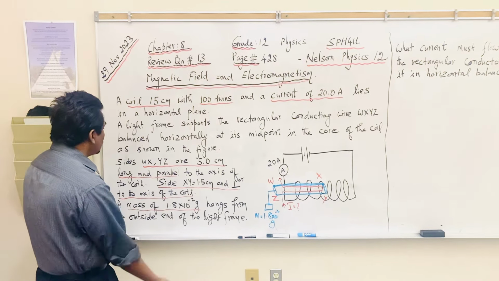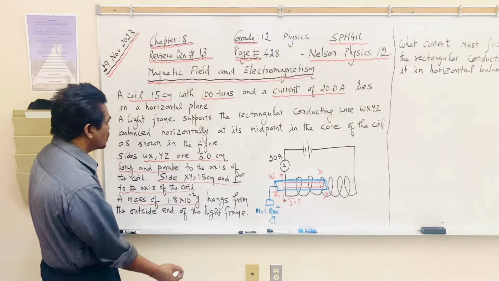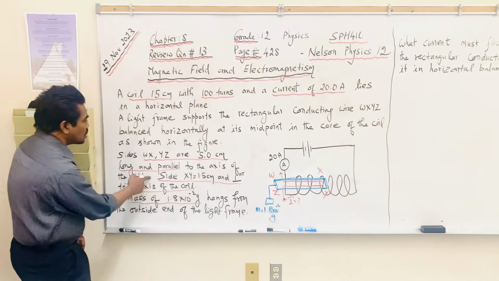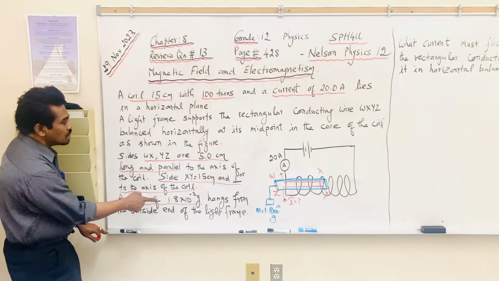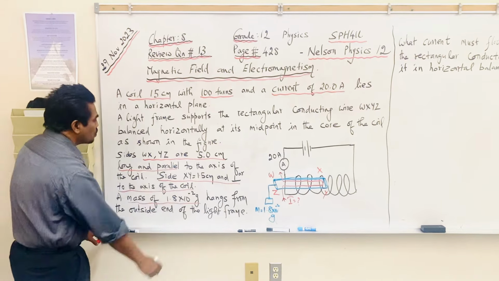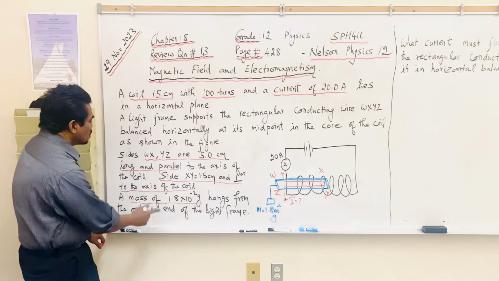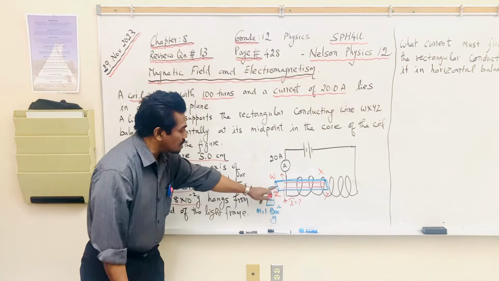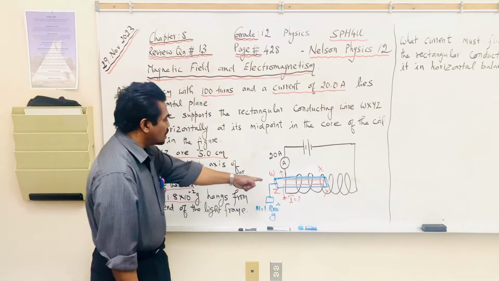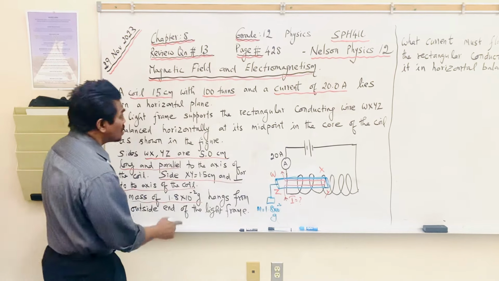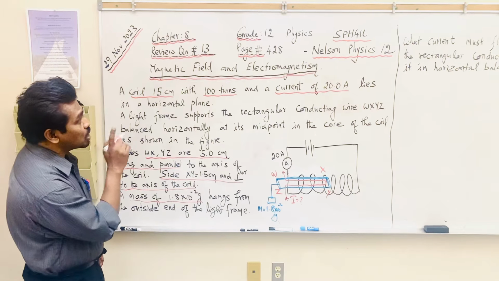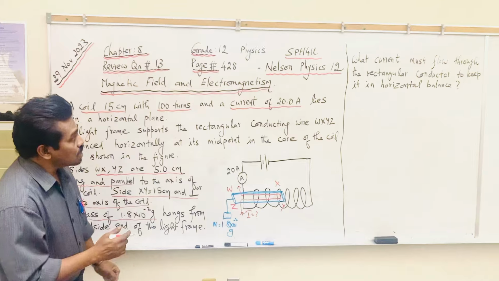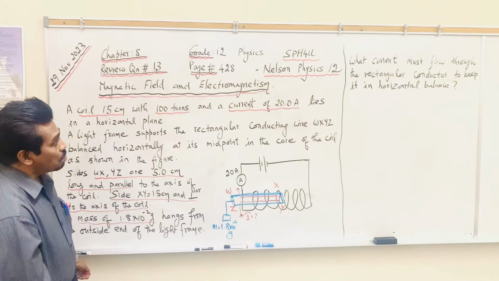The sides WX and YZ are parallel to the axis of the coil. Side XY is length 1.5 centimeter and perpendicular to the axis of the coil. Further, a mass is attached to the end of the rectangular element. Now the question is, what current must flow through the rectangular conductor to keep it in horizontal balance?